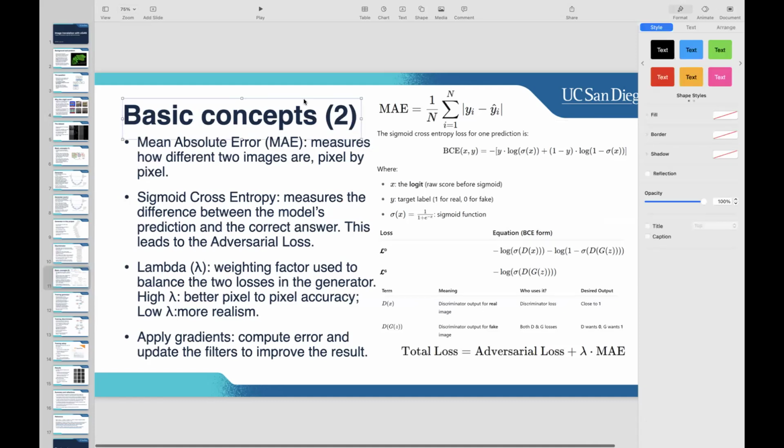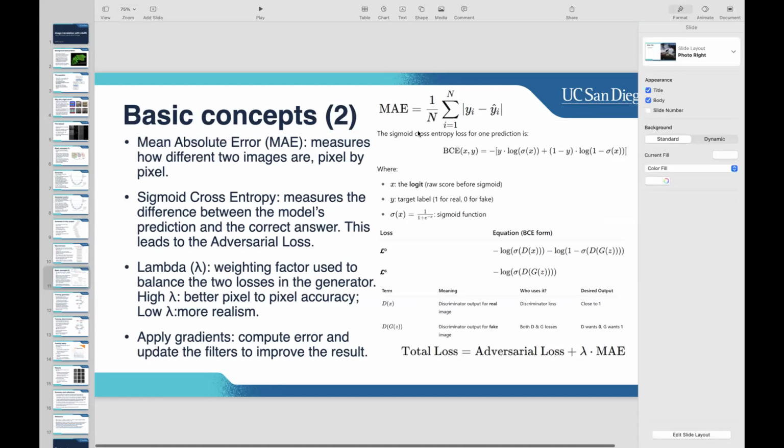So here's another round of concepts. I guess they are no longer basic concepts. They are very confusing concepts. First, what is mean absolute error, or MAE? It measures how different two images are pixel by pixel. This is the function. And the sigmoid cross entropy measures the difference between the model's prediction and the correct answer. This leads to the adversarial loss.